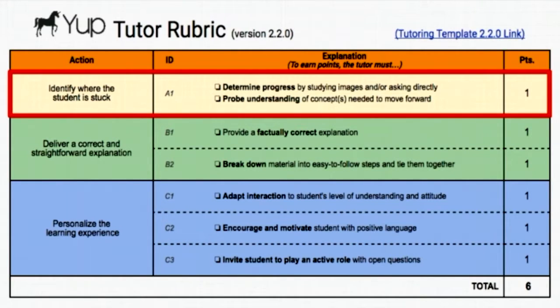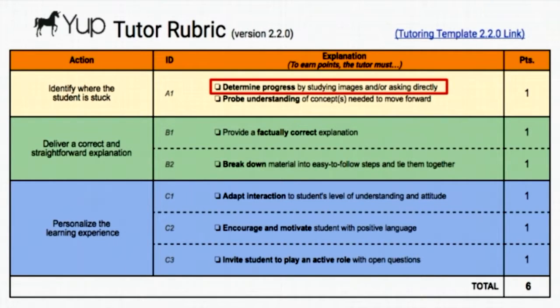Identifying where your student is stuck or having trouble is the first action we look at. To do this, you need to determine how much progress the student has made by studying the images they submitted or asking how far they've gotten along in the problem. Students will rarely communicate everything they understand about a problem using images alone. That is why it's important to ask questions.